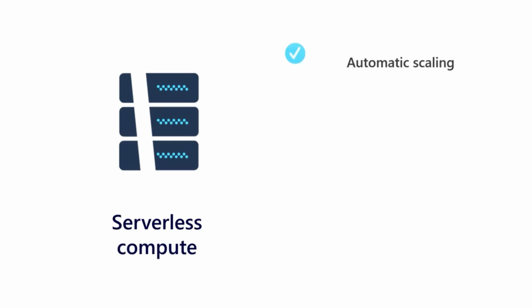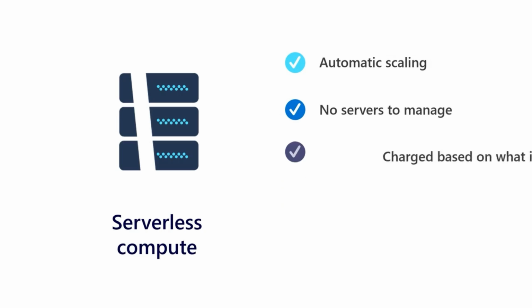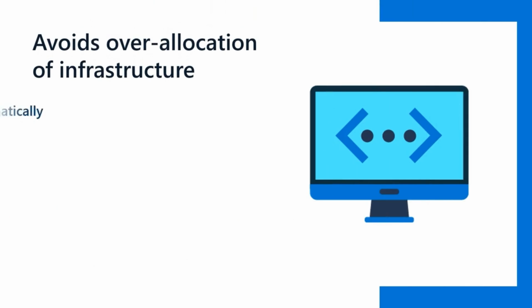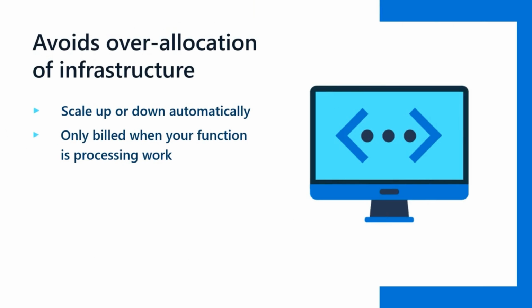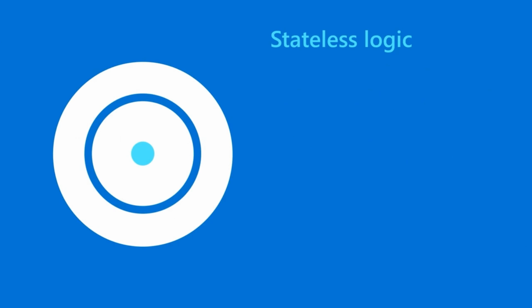With serverless offerings such as Azure Functions, you can write your business logic in the language of your choice. You get automatic scaling. You have no servers to manage and you are charged based on what is used, not on reserved time. There are some additional characteristics of a serverless solution for you to consider. Suppose you've provisioned VM servers and configured them with enough resources to handle your peak load times. When the load is light, you are potentially paying for infrastructure you're not using. Serverless computing helps solve the allocation problem by scaling up or down automatically, and you're only billed when your function is processing work. Stateless functions are great candidates for serverless compute.